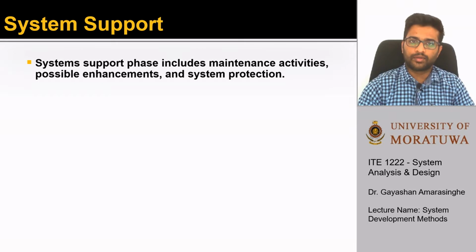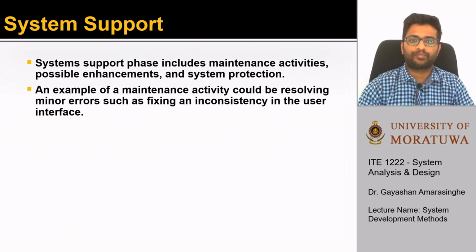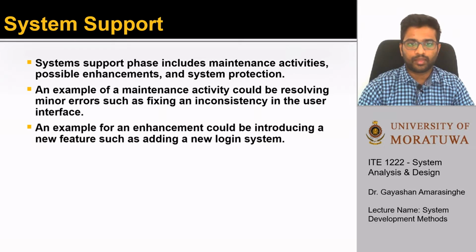The system support phase includes maintenance activities, possible enhancements, and system protection. An example of a maintenance activity could be resolving minor errors, such as fixing a bug in the user interface. In contrast, enhancements provide new features and benefits. For example, adding a new OAuth-based login to the system could be an enhancement done during this phase.